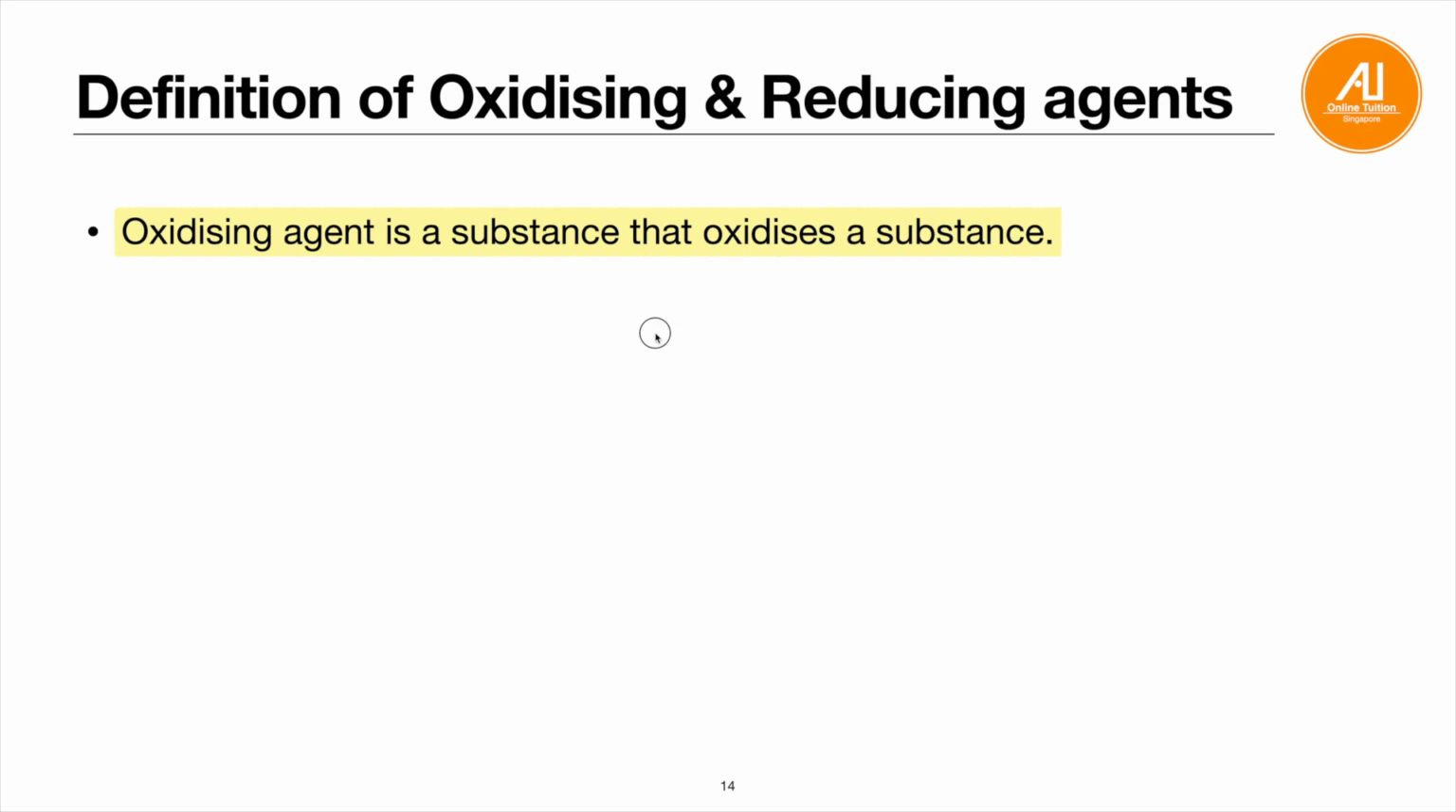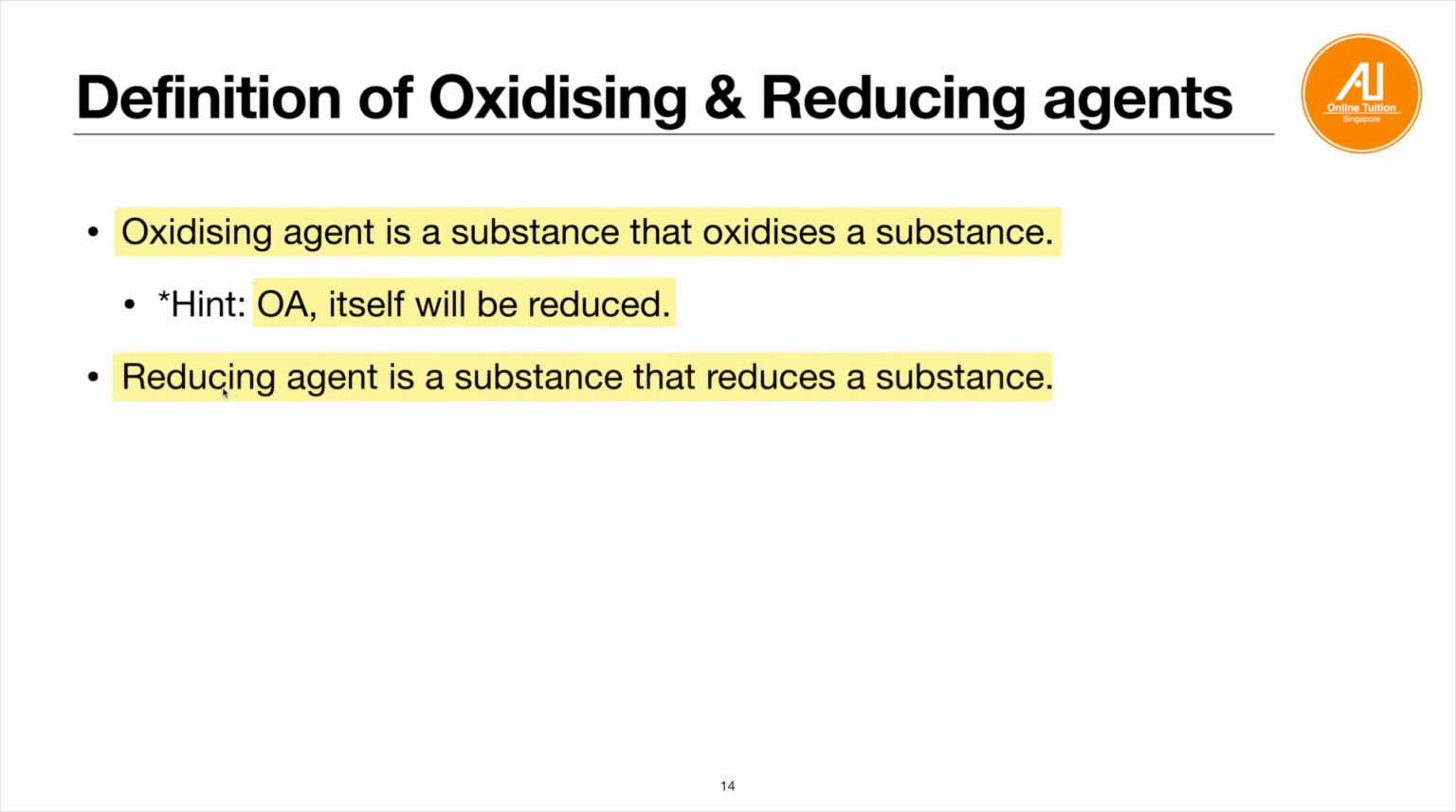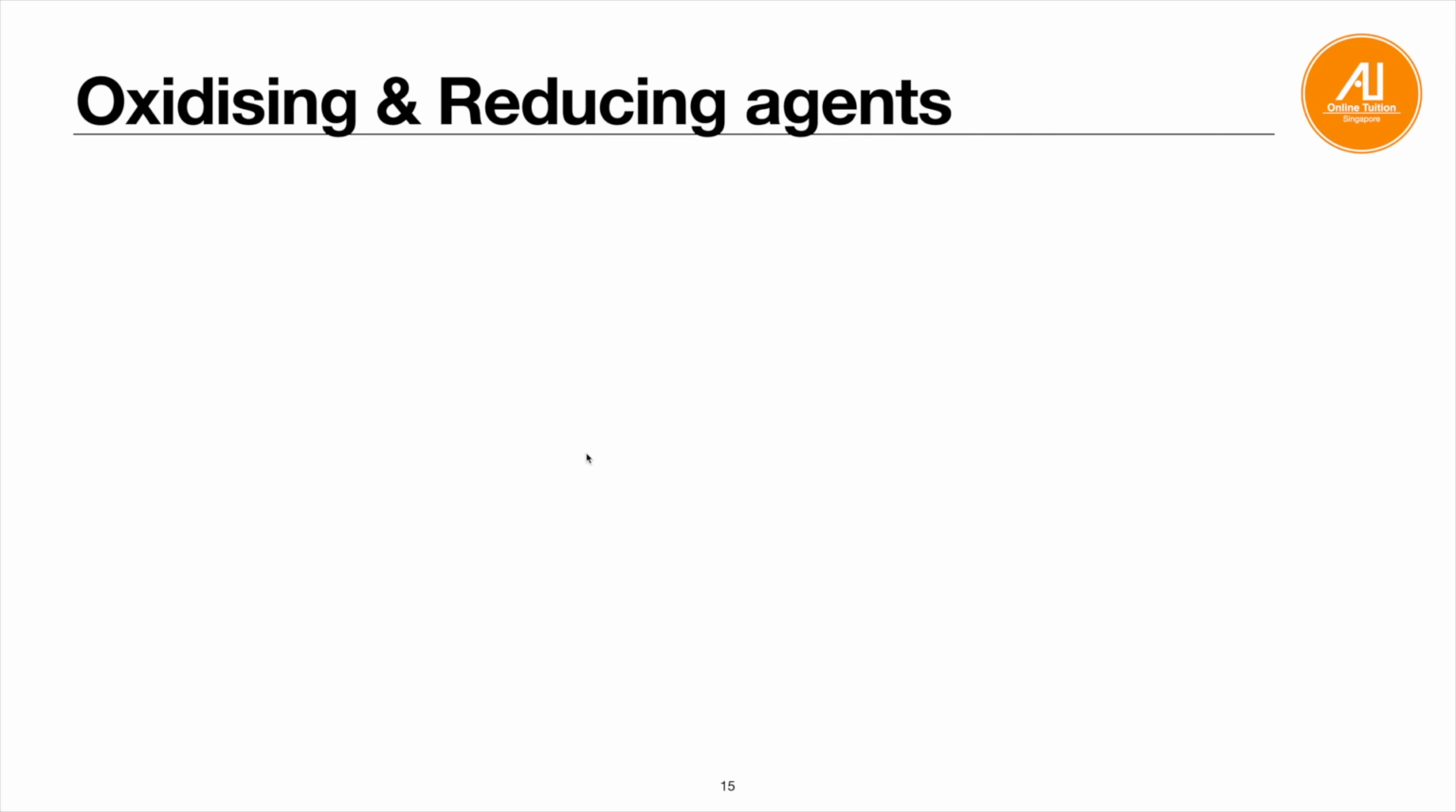Okay, so a clue is what? An oxidizing agent, OA, itself will actually be reduced. So he himself will be reduced, and he will oxidize another substance. Another thing, a reducing agent, RA, is a substance that reduces another substance, meaning RA itself will actually be oxidized. So let's look at some examples first.